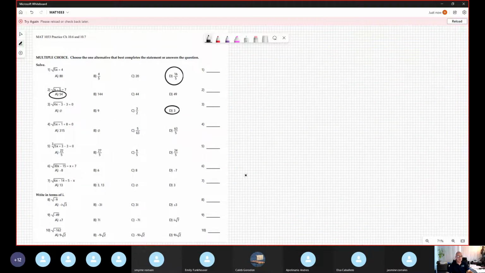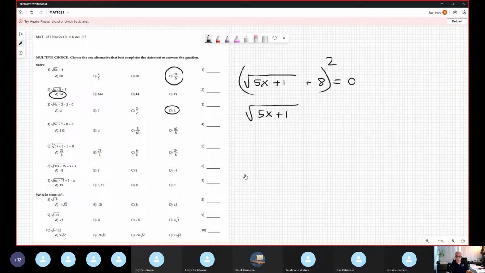Number 4. Number 4 is square root of 5x plus 1, plus 8 equal to 0. Again, similar situation. You isolate the radical. It's extremely important. If you don't isolate, we cannot square everything. This is totally incorrect. We can, but you never get a solution that way. So you isolate the radical. Okay, I move the 8 to the other side, positive in the original, I move it as negative, and square both sides.